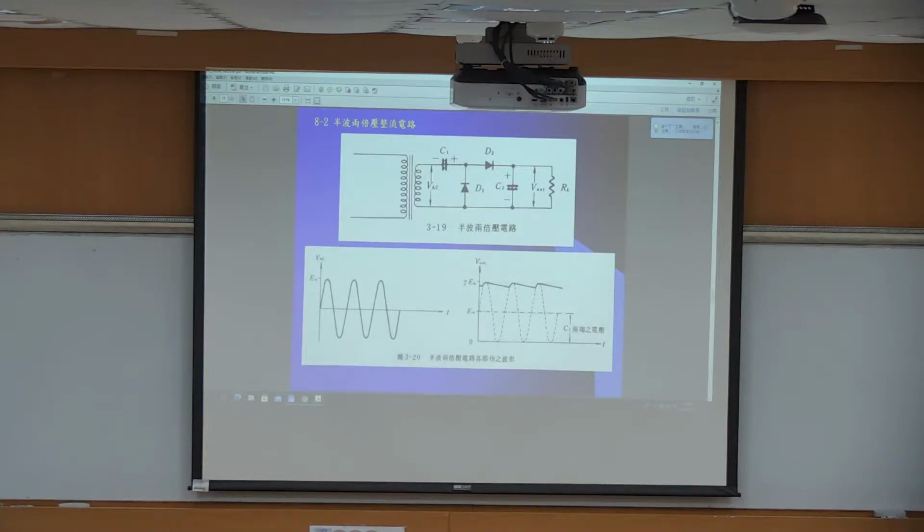And here's the type that I have already said is combined with clamping circuits and a peak rectifier. So we can see that the output waveform is just like this.